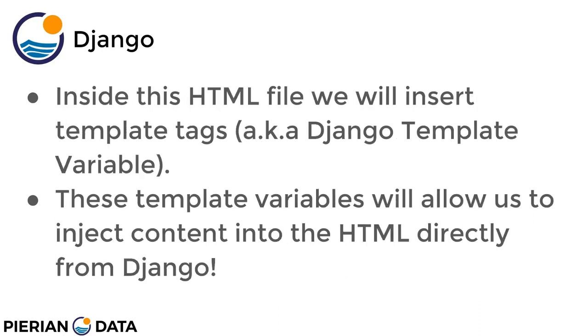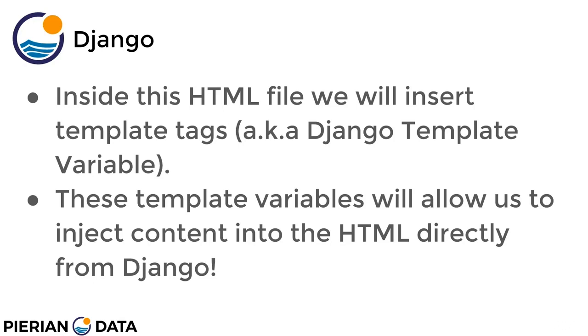Once we've done that, we can create an HTML file called index.html inside of the templates first_app directory. Inside this HTML file, we will insert template tags along with normal HTML. And these template tags are also sometimes known as Django template variables. These template variables will allow us to inject content into the HTML directly from Django.